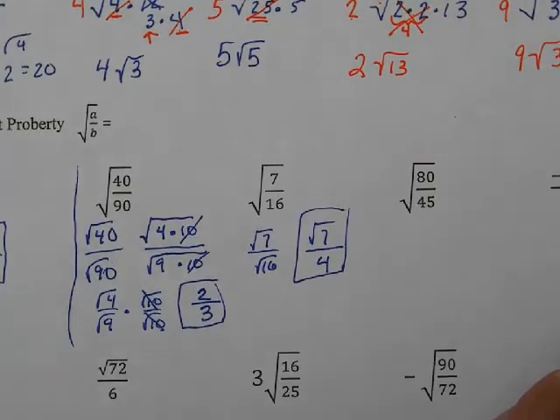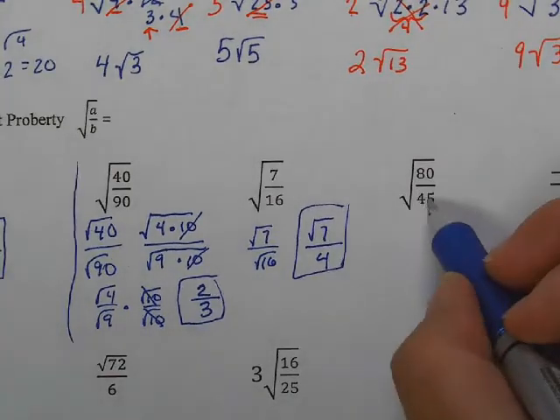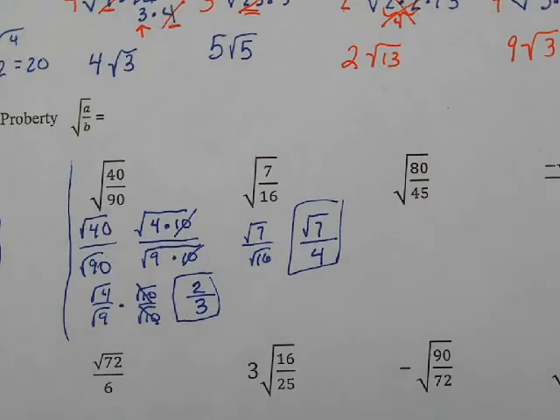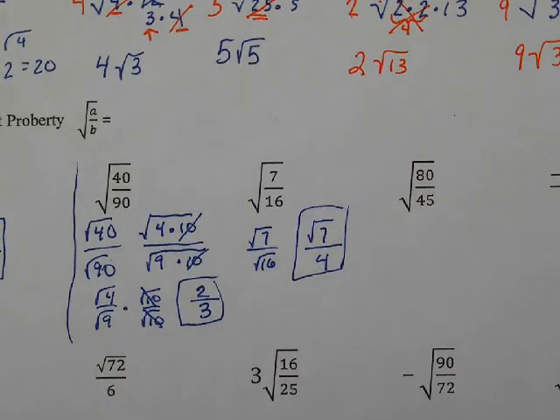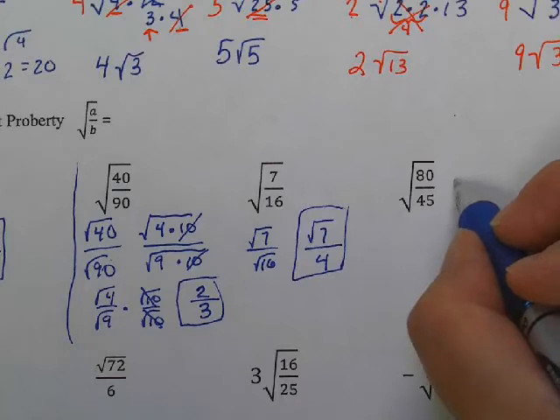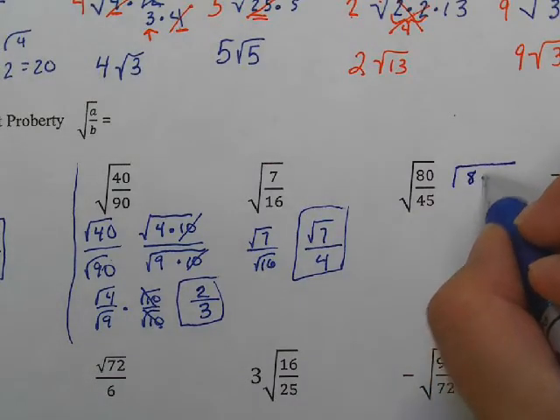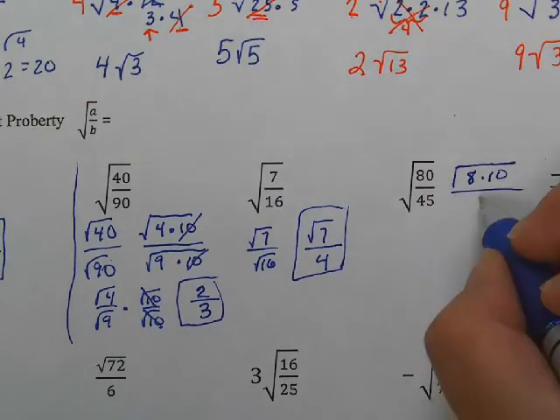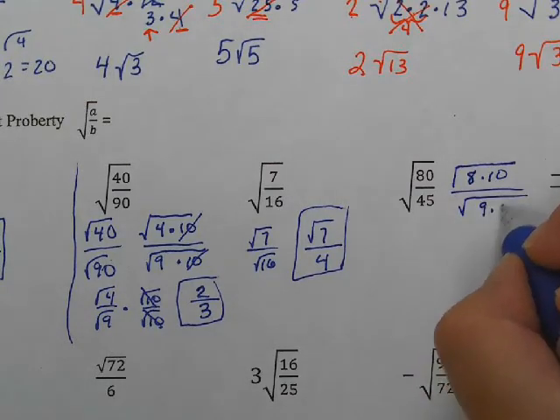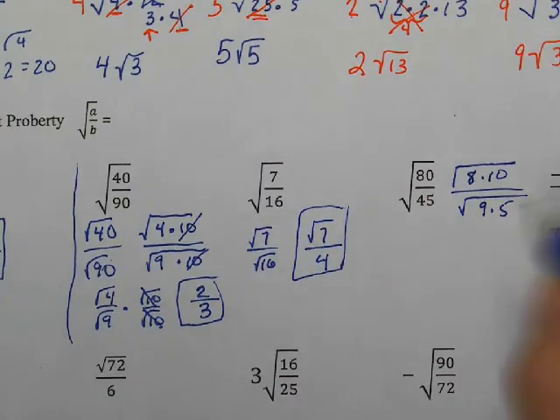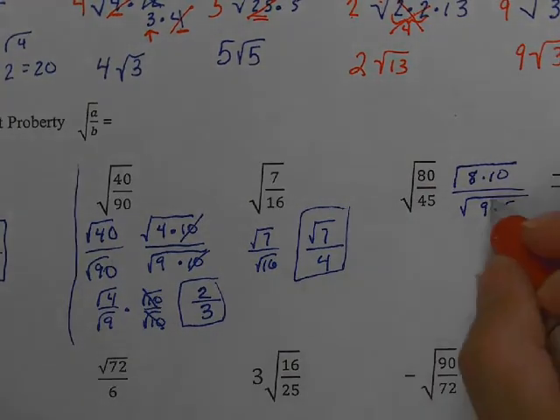Okay, let's look at this one. The square root of 80 over the square root of 45. I'm going to see if I can get anything to cancel. I'm going to write out beside just to save room. The square root of 80 is the square root of 8 times 10, and the square root of 45 is the square root of 9 times 5. I know that the square root of 9 is 3, so I'm going to cancel that and put a 3 there.